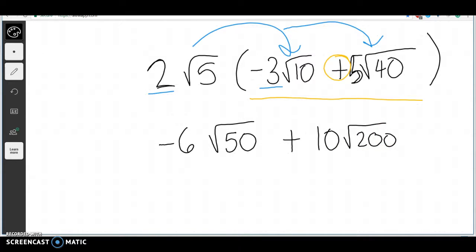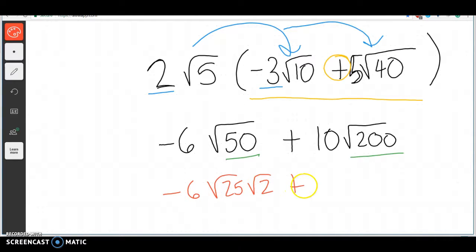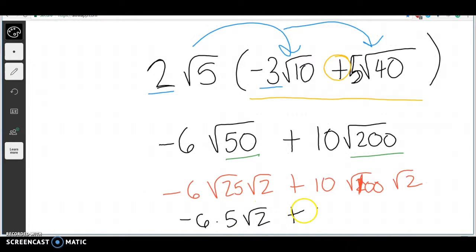And on this problem, again, we can't add these things together because they have different square roots. But we may be able to reduce them. So we're going to try to reduce them. 50 will break down into radical 25 and radical 2. And 200 will break down into radical 100 and radical 2. And so we can then simplify it a little bit further. Negative 6 times, well, the square root of 25 is 5. And I have 10. Well, the square root of 100 is 10.